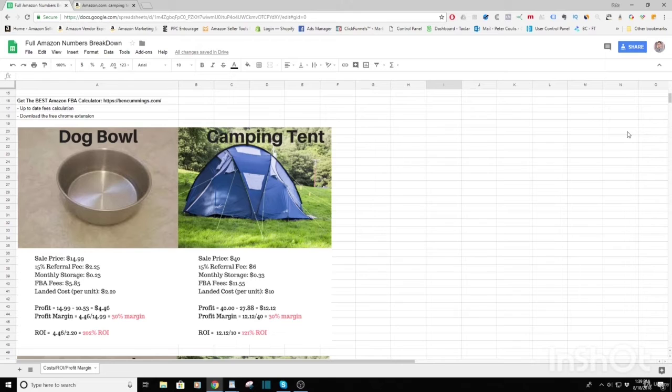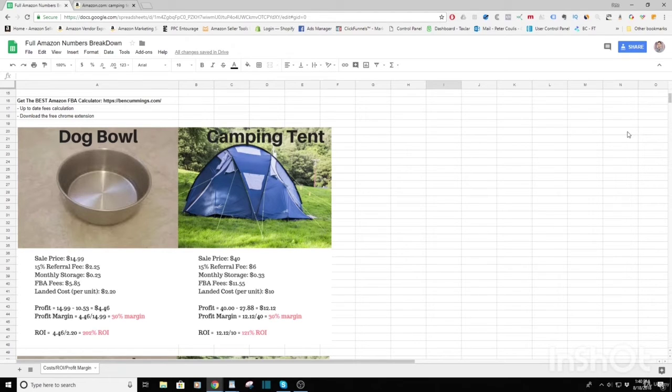The 15% of $40 is $6 because obviously 40 is a higher number than $14.99. Monthly storage is a little bit more. I'm surprised it's not more than that, even, to be honest with you, because it's a big item. But anyway, 33 cents. FBA fees are $11.55. That's because it costs Amazon more to actually pick and pack and ship out the item due to its size.